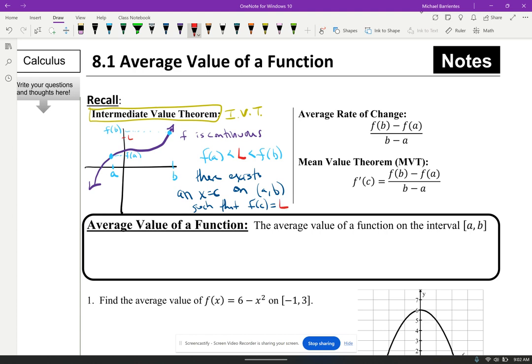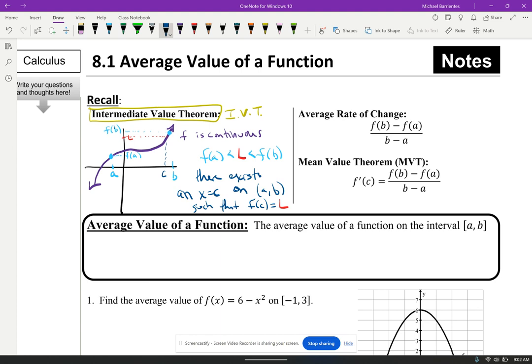So if the function is continuous and I choose any interval from a to b, and I look at the y coordinates of a and b, I can choose any value in between f of a and f of b, and I can guarantee you that somewhere in that little window the graph exists, and I can call this c. So the intermediate value theorem really has to do with the consequence of continuity.